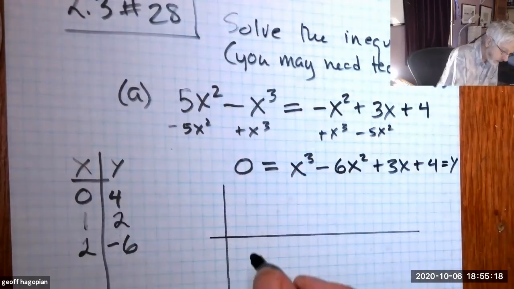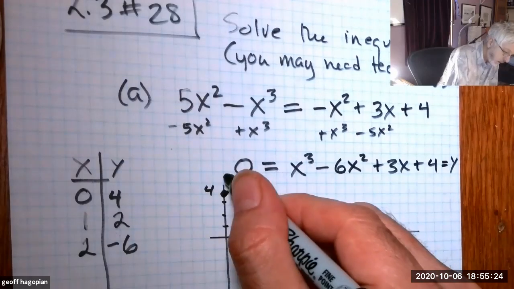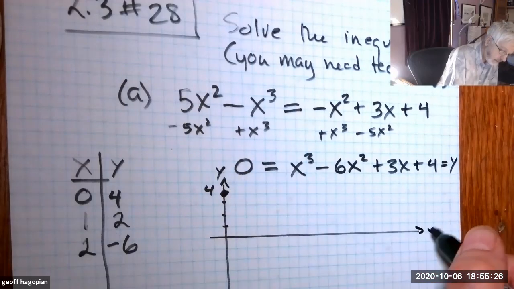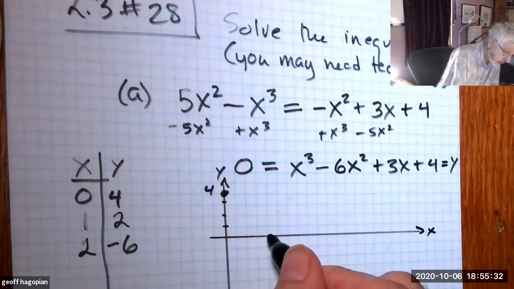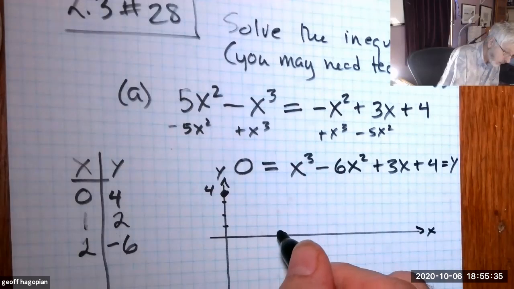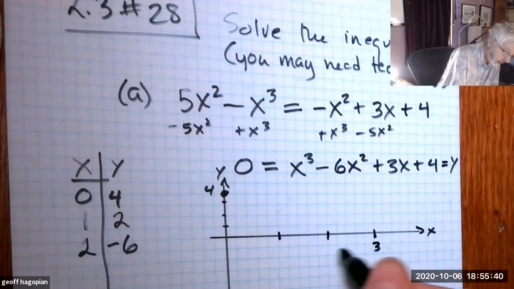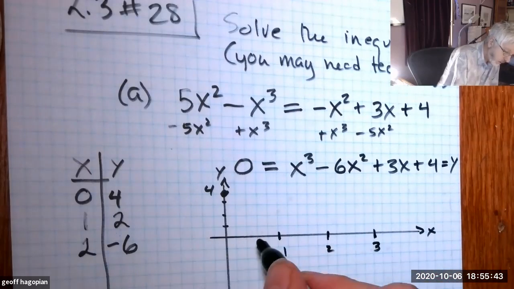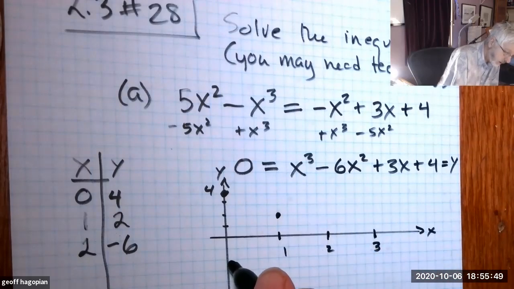All right, and so we'll call this 1, 2, 3, 4. This is the y-axis, this is the x. Don't forget to label your axes. So 0, 1, 2, 3, perfectly evenly spaced hash marks. So 1, 2 is here, and 2, negative 6 is going to be this point here, right?